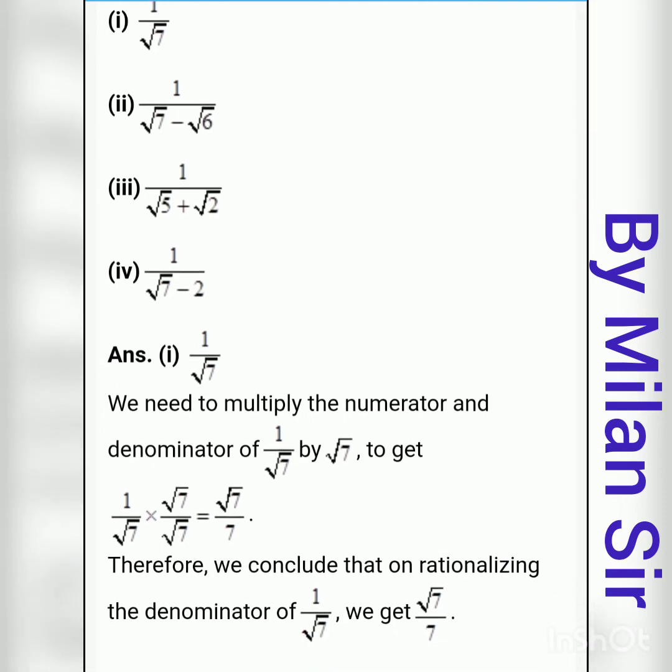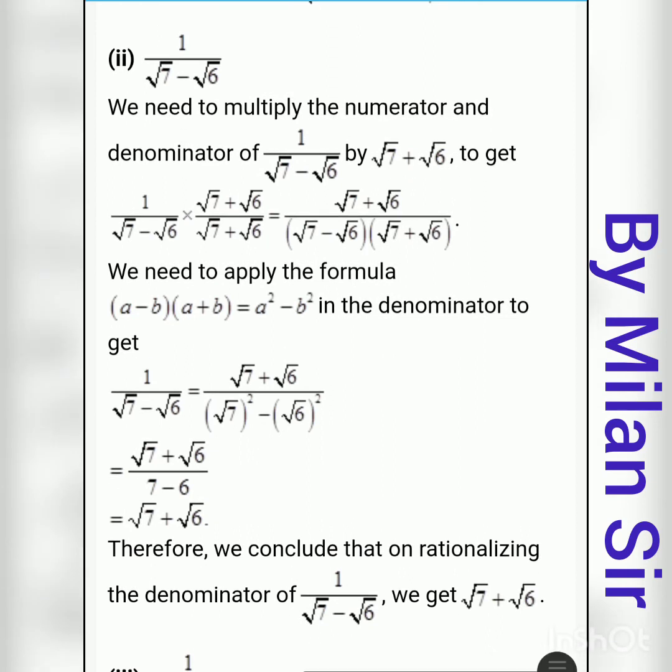Then the second question, 1 upon under root 7 minus under root 6. Now here in the denominator we have two terms. If we have two terms in the denominator, we need to write the same terms but with a different sign in between. We need to write this in multiplication and division, but we need to change the sign.